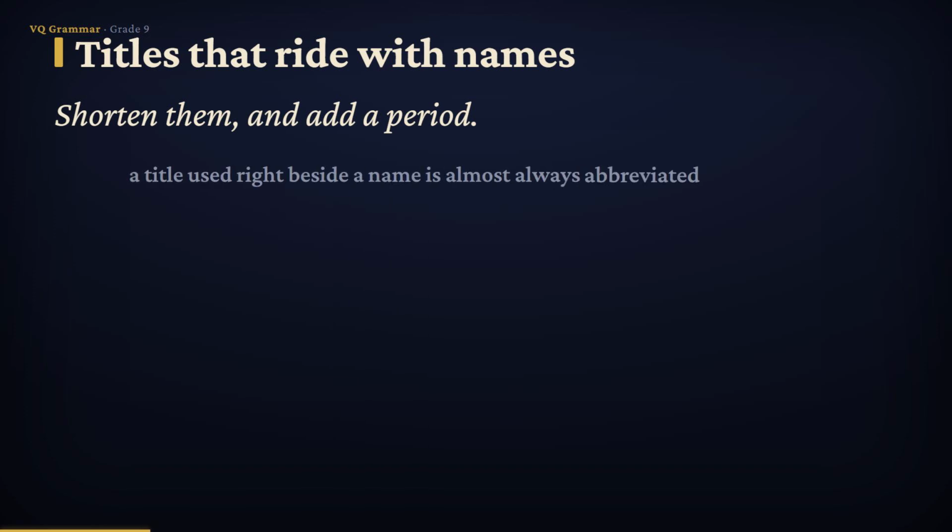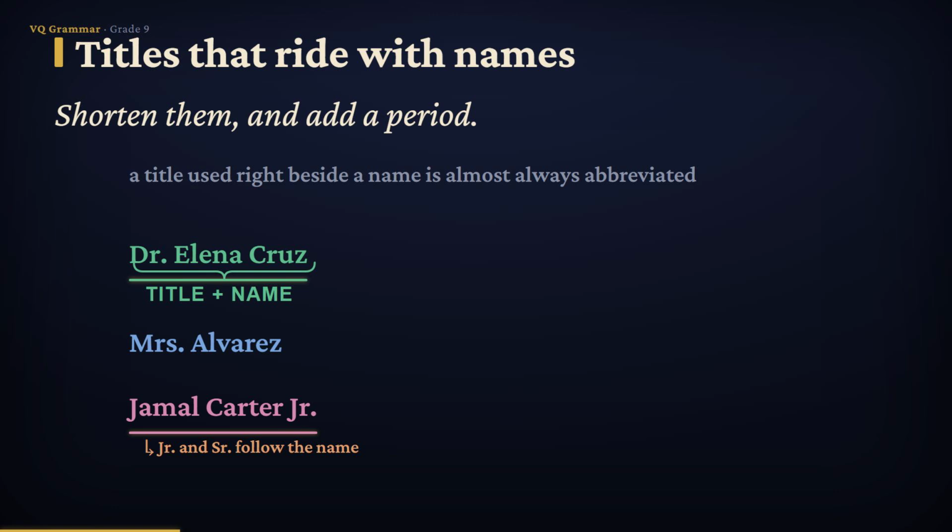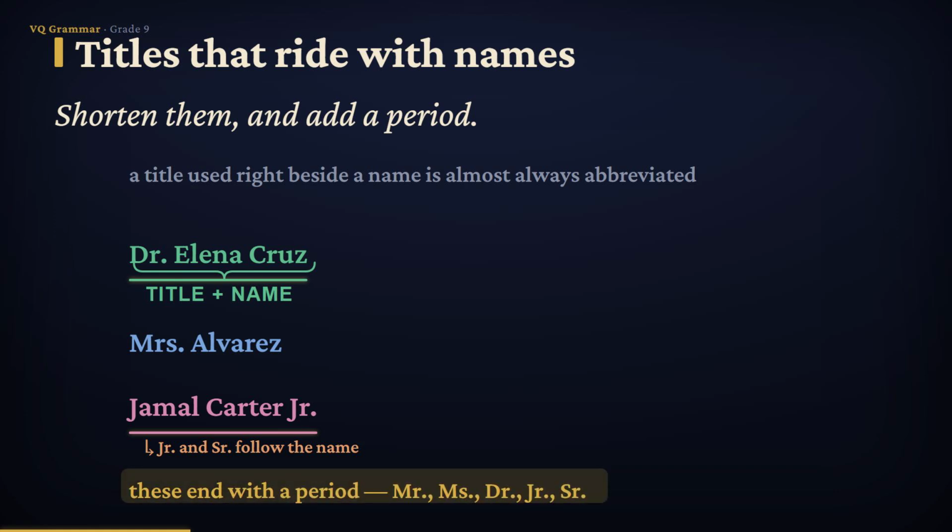Capitals, no periods. Next come titles, the words we attach to people's names. When a title sits right beside a name, we almost always abbreviate it. So Doctor Elena Cruz becomes Dr. Elena Cruz. Mrs. Alvarez stays Mrs. Alvarez. And when Junior follows a name, we shorten it too. Jamal Carter Jr. Notice that this kind of abbreviation, unlike an acronym, does end with a period.